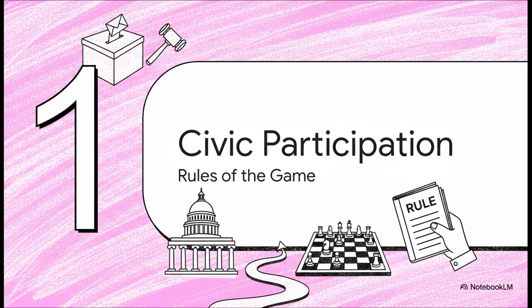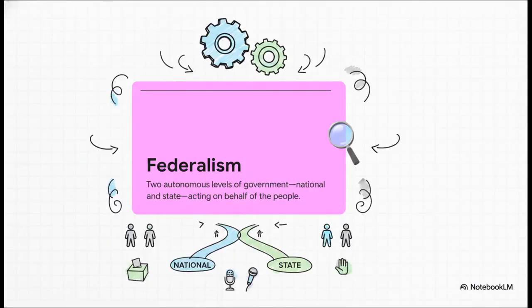All right, let's start with Section 1, Foundations of Civic Participation, the Rules of the Game. Before we can even think about solving public problems, we've got to understand the structures that hold our society together. So let's look at a really big concept from our OpenStax text, federalism. Federalism is basically an institutional arrangement that creates 2 relatively autonomous levels of government, the national government and the state governments, and both of these levels act directly on behalf of the people.